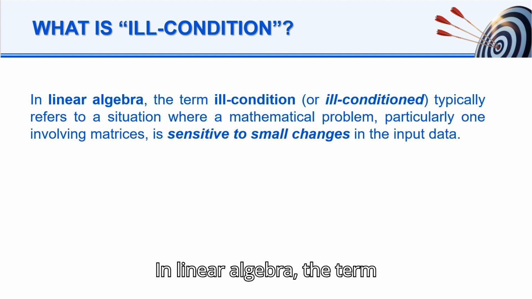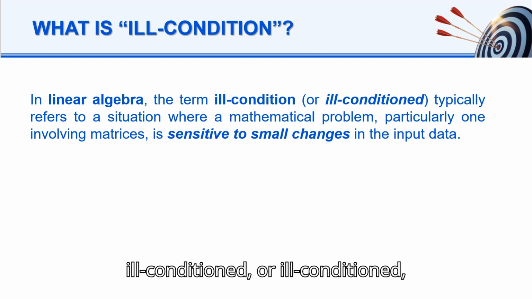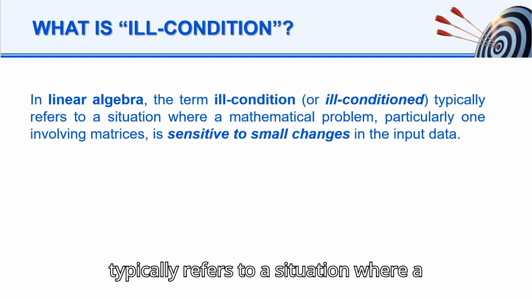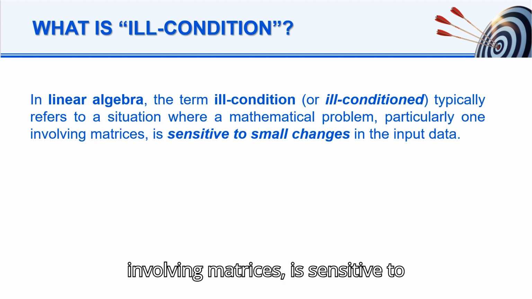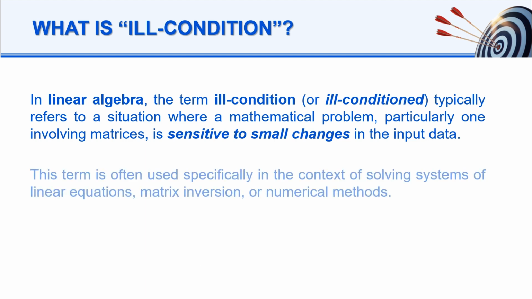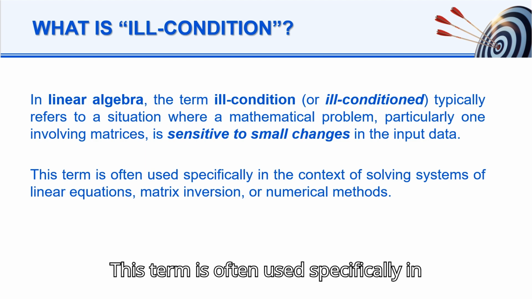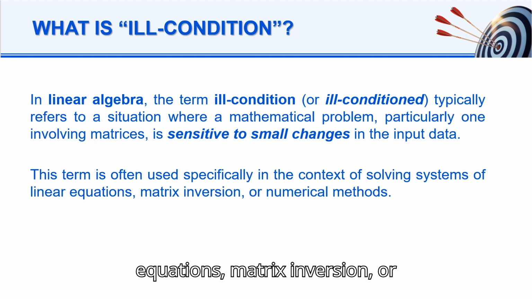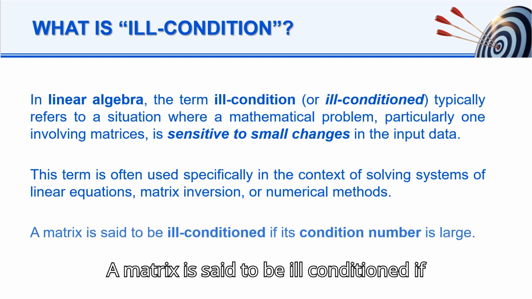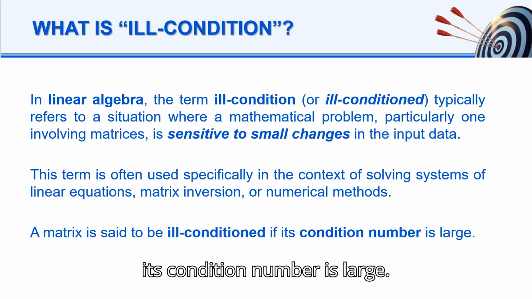In linear algebra, the term ill-conditioned typically refers to a situation where a mathematical problem, particularly one involving matrices, is sensitive to small changes in the input data. This term is often used specifically in the context of solving systems of linear equations, matrix inversion, or numerical methods. A matrix is said to be ill-conditioned if its condition number is large.